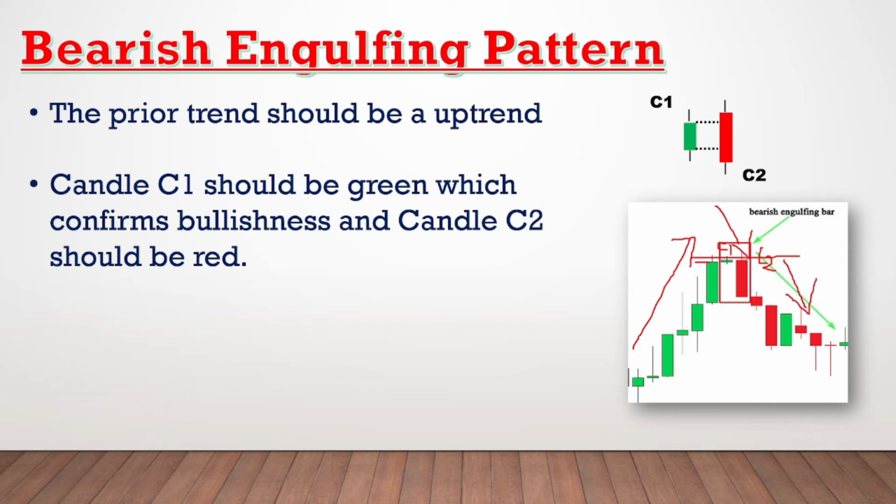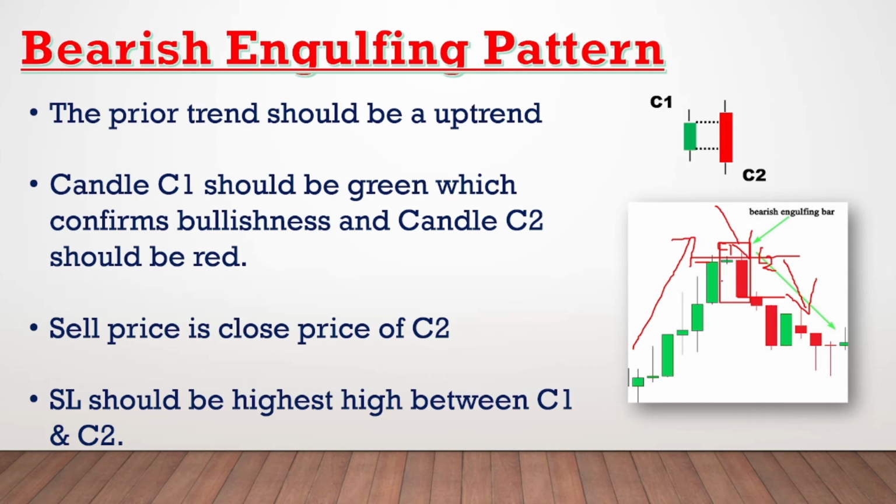Thereafter the market continues to fall. If I want to take a trade based on this bearish engulfing pattern, I'll try to short at the candle C2 close price. Here you can see the C2 closing price. I short the stock at this price point, assuming the market falls, and my SL should be the highest high between candles C1 and C2. This is how we can trade using a bearish engulfing pattern.